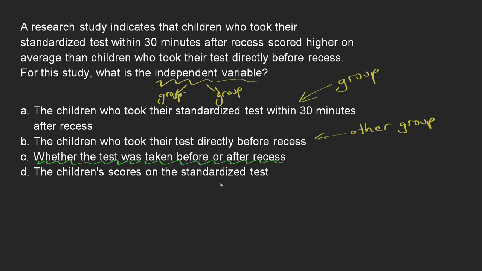Another way to think about an independent variable is that it can be thought of as the variable that affects or influences the dependent variable. And so the idea here is that maybe when they took the test is going to affect or help to predict the children's scores. But in our question, we're looking for the independent variable. So the answer here is C, whether the test was taken before or after recess.